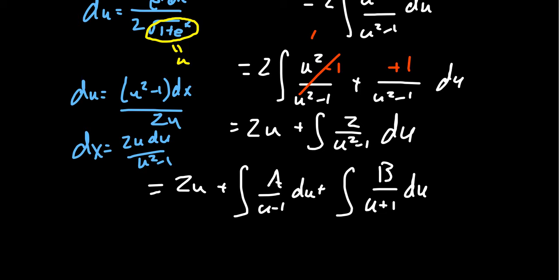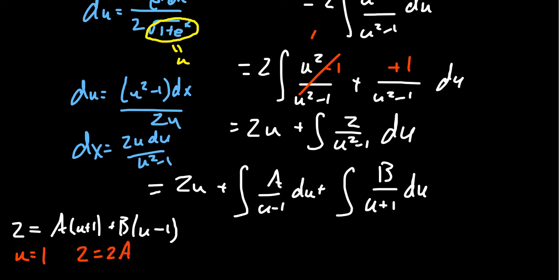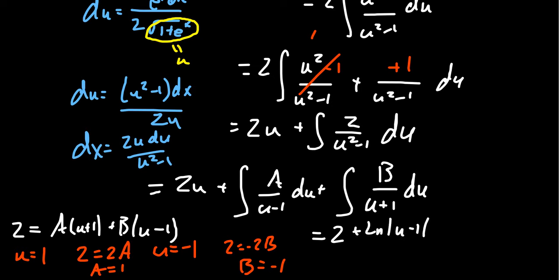And if we proceeded to do that, we're going to get 2 equals a times u plus 1 plus b times u minus 1. Using the partial fractions technique, we would annihilate first using, say, 1. That'll kill off the b, in which case we get 2 is equal to 2a, a equals 1. If you annihilate using negative 1, that would annihilate a, and so you'd get 2 equals negative 2b, in which case we see that b equals negative 1, like so. And so putting that in above, we get 2u, a we got as 1, so we get the natural log of u minus 1. b was negative 1, so we get minus the natural log of u plus 1 plus a constant.